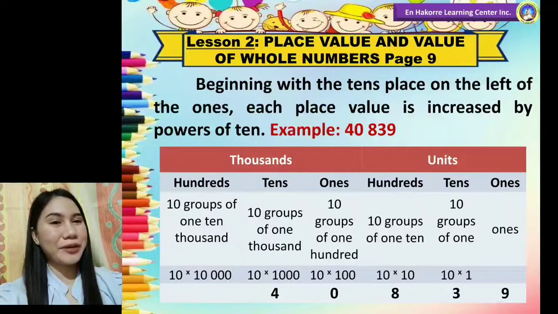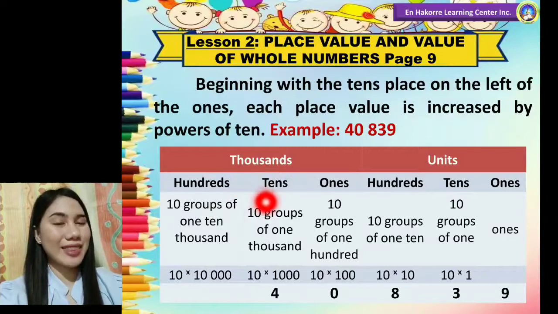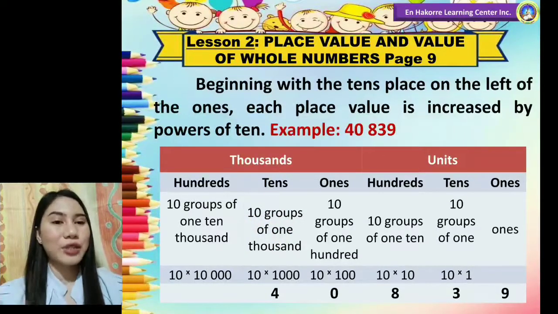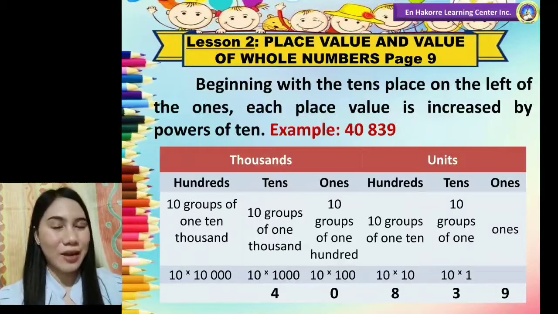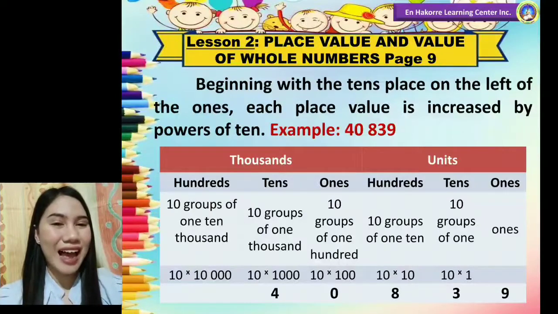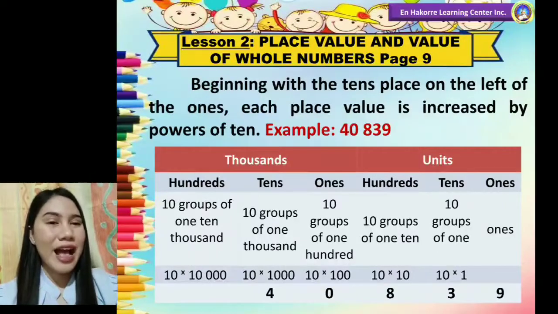So let's proceed here to the tens place of thousands. You call it also the 10,000s place. So here in the 10,000s place, there are 10 groups of 1,000. Again, 10 groups of 1,000, meaning that when you multiply 10 to 1,000, you obtain 10,000. Again, 10 times 1,000 is equal to 10,000. So here in our example, 40,839, you have therefore the value of the 10,000s place.